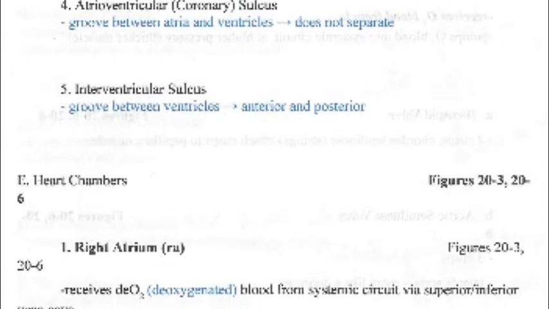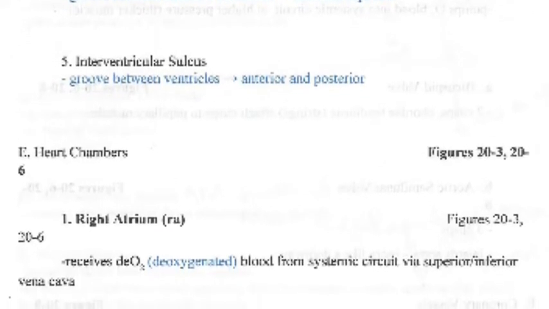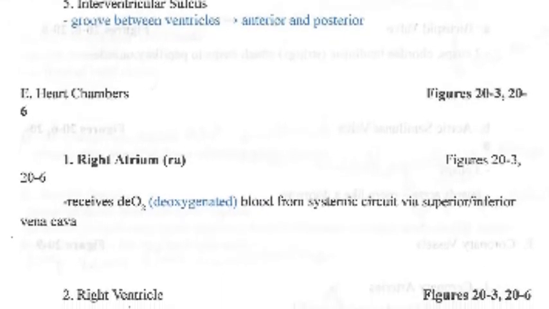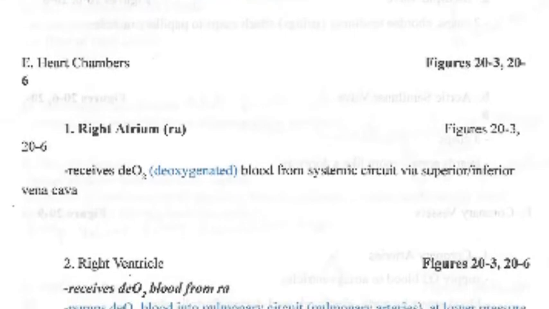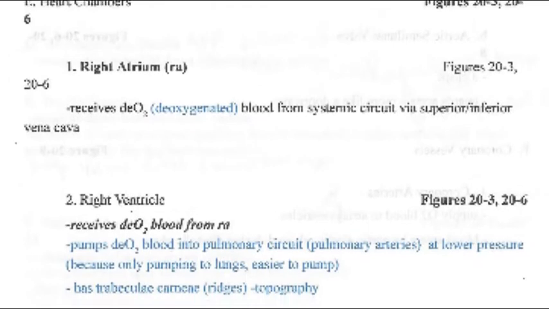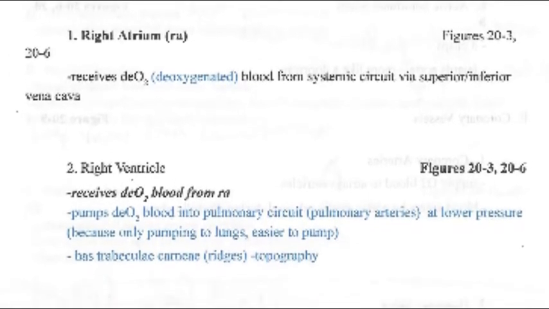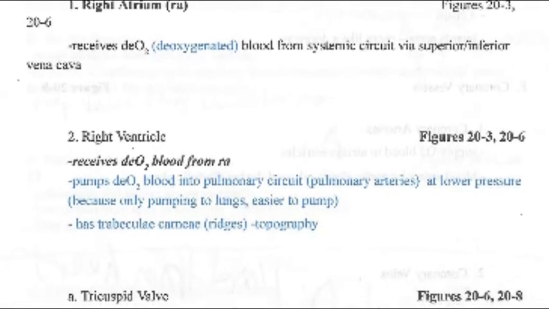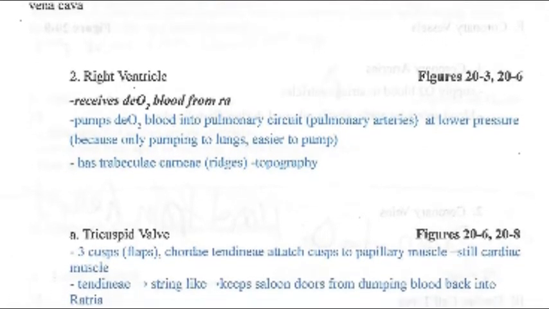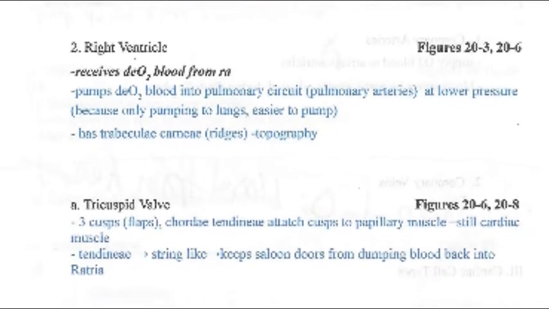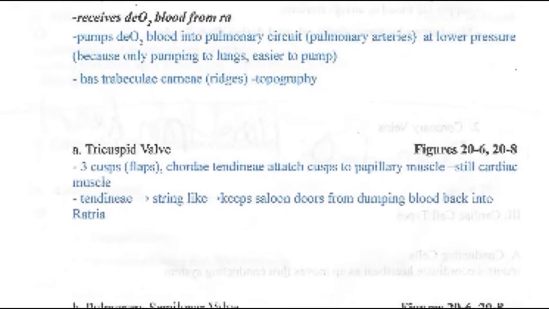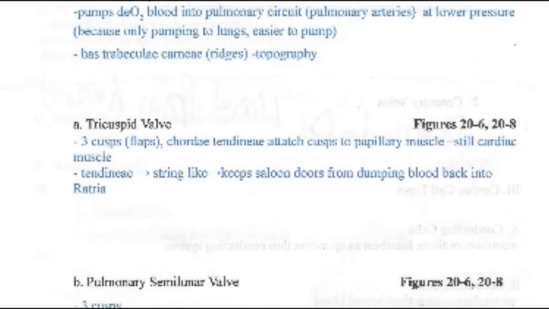Heart chambers. The right atrium receives deoxygenated blood from the systemic circuit via the superior and inferior vena cava. The right ventricle receives deoxygenated blood from the right atrium and pumps deoxygenated blood into the pulmonary circuit via pulmonary arteries at a lower pressure because it's only pumping to the lungs and therefore it's easier to pump. The right ventricle also contains trabeculae carneae, which are the topographical ridges.